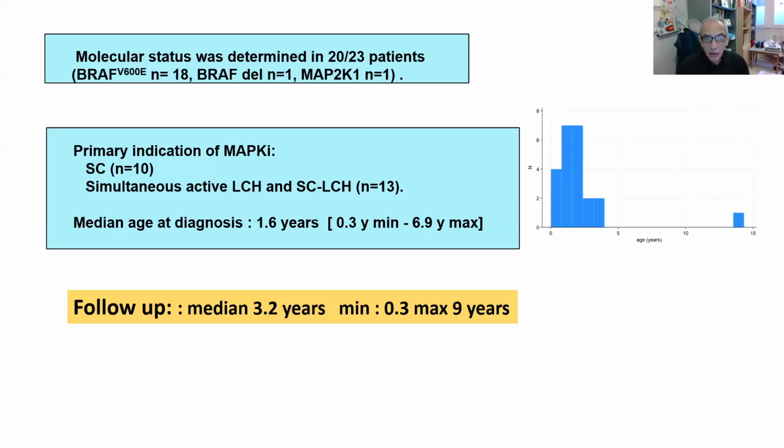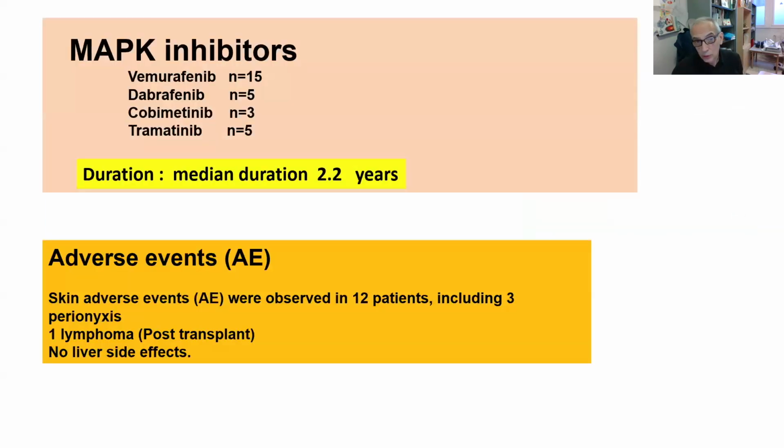The median age of this series is about 1.5 years, and we have babies of about 3 months, but also up to the age of 7 years, and the oldest one was, I think, a teenager, but that was an outlier. The follow-up of this series is 3.2 years, and so it begins to be informative.